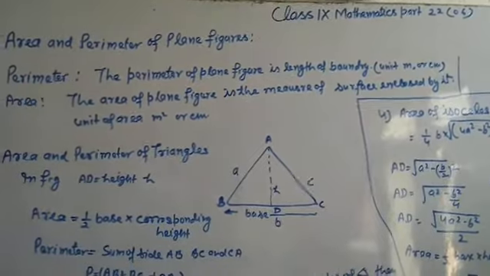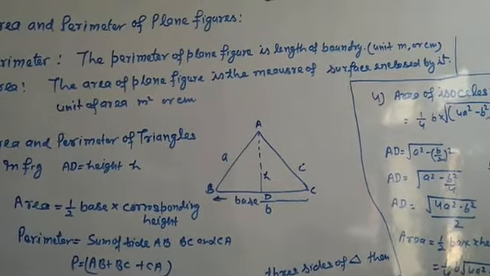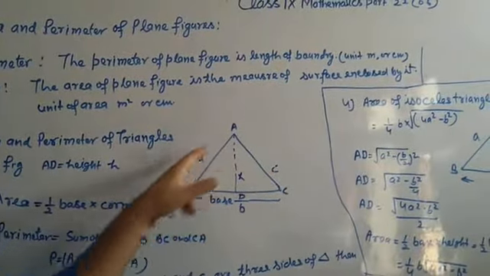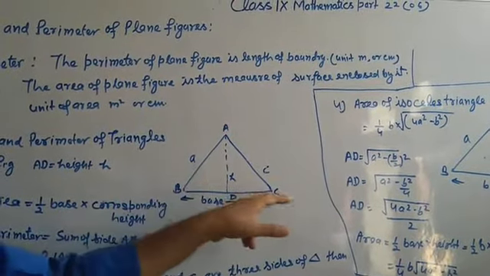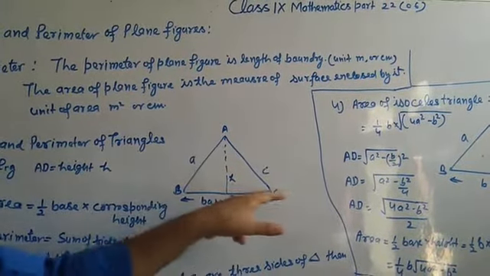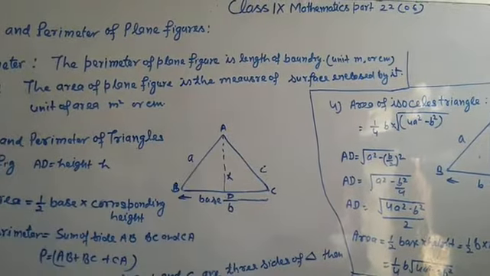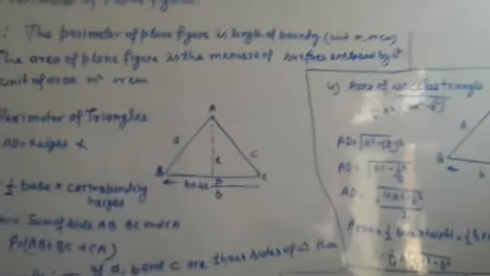Perimeter. What do you mean by perimeter? Perimeter of a plane figure is the length of its boundary. For example, in triangle ABC, the length AB plus BC plus CA is the length of the boundary. The sum of the lengths of the boundary is known as the perimeter of a plane figure.